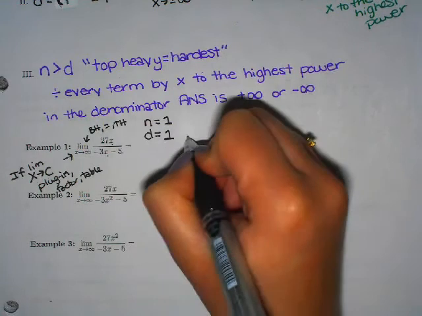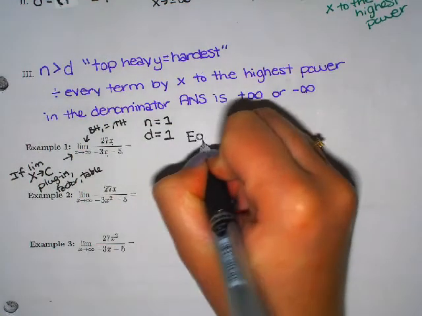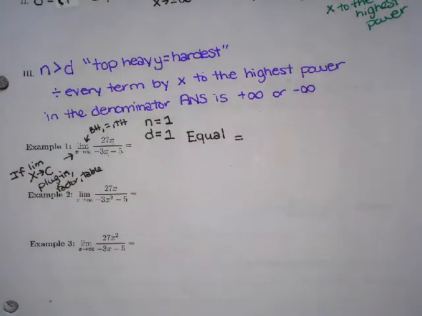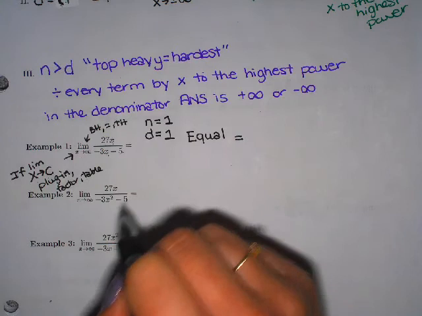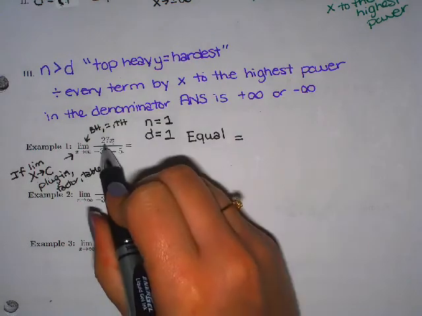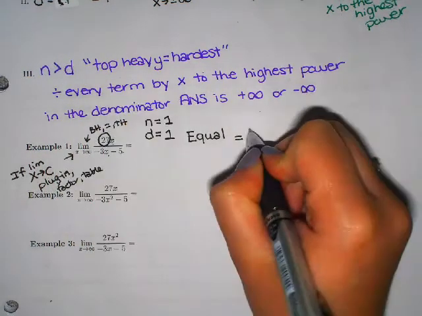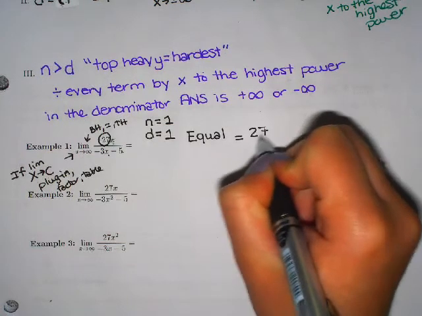So what case do we have? We have equal. The degree of the numerator is the same as the degree of the denominator. So my answer is going to be the ratio of leading coefficients. Make a fraction out of the numbers next to x to the highest power. So in the top, I have 27. So there's the top of my fraction.